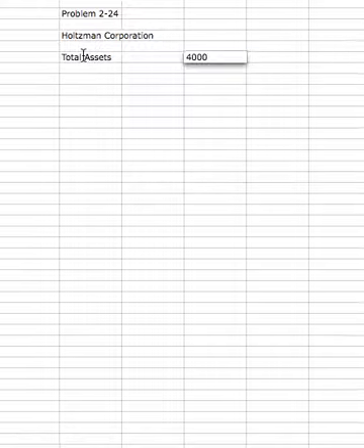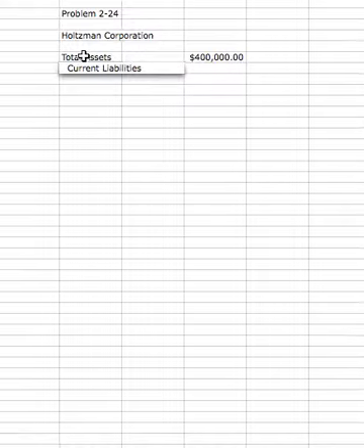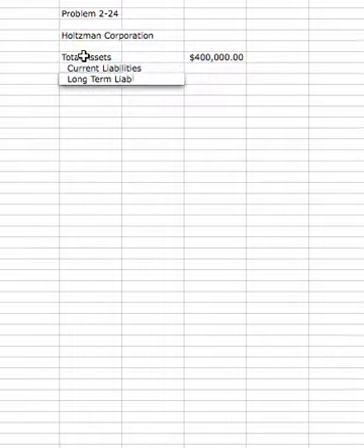That's 400,000, and we subtract our current liabilities because we have to calculate stockholders' equity. Okay, first, so we subtract current liabilities. We also have to subtract long-term liabilities to arrive at stockholders' equity.